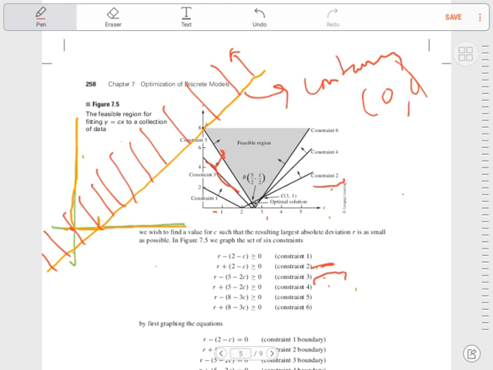Again for constants 4, 5, 6. So ultimately if you plot all the constraints, then you are going to get this as your feasible region. This shaded region is your feasible region. After plotting all the constraints, this is the portion which is satisfied by all the constraints along with the fact that r is greater than 0 and c is greater than 0. Okay, so once we get that, what is our next?